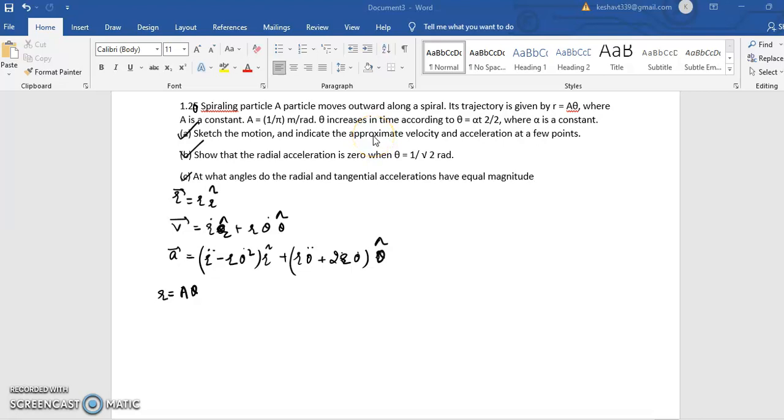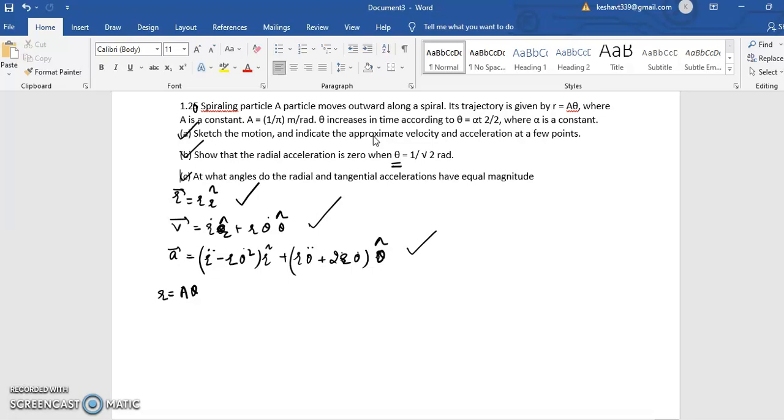Question number 1.20 of Kleppner-Kolenkow. In this question we have to sketch the motion of a particle moving in a spiral path. We have to show the radial acceleration is 0 when theta is 1/2 radian. We have to do part c also. In the polar coordinate system, the position vector is given as this, the velocity vector is given as this, and the acceleration vector is given as this.